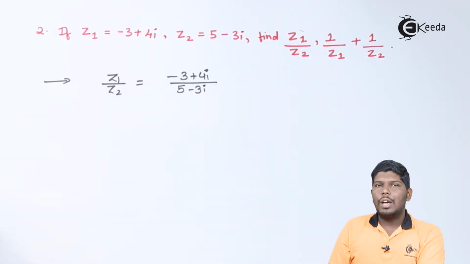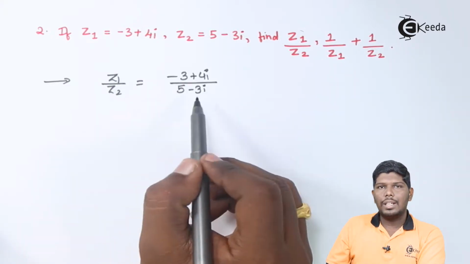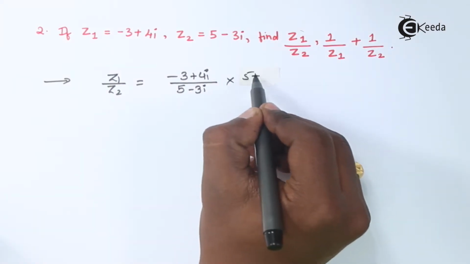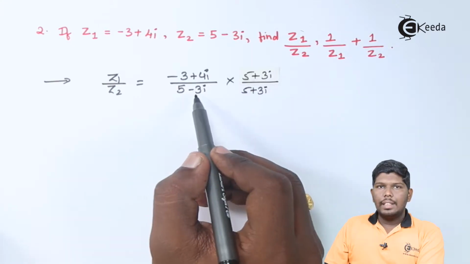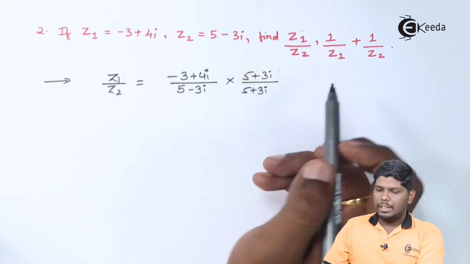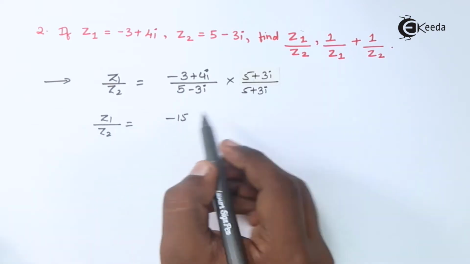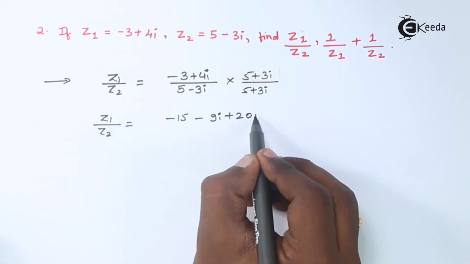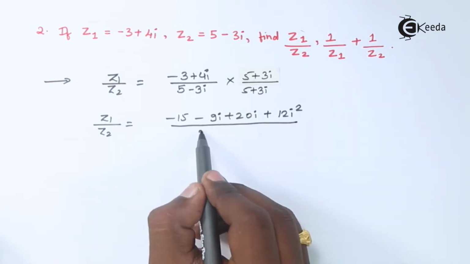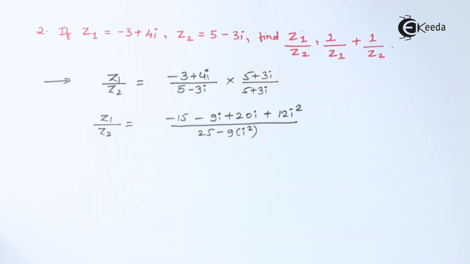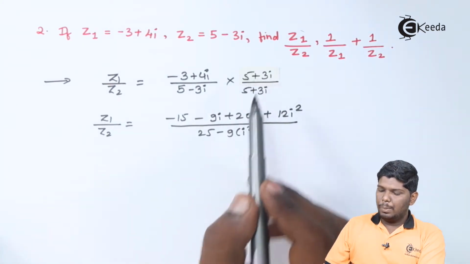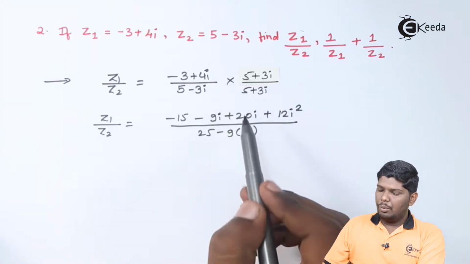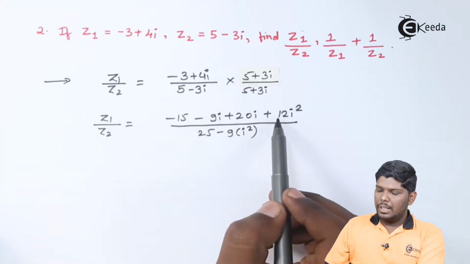In the previous video also we have seen whenever we divide two complex numbers, we need to rationalize the denominator. So here also we are going to rationalize 5 minus 3i, and that rationalizing term will be 5 plus 3i upon 5 plus 3i. On direct multiplication, we have minus 3 into 5 is minus 15, minus 3 into plus 3i is minus 9i, plus 4i into 5 is 20i, and plus 4i into plus 3i is 12i square.